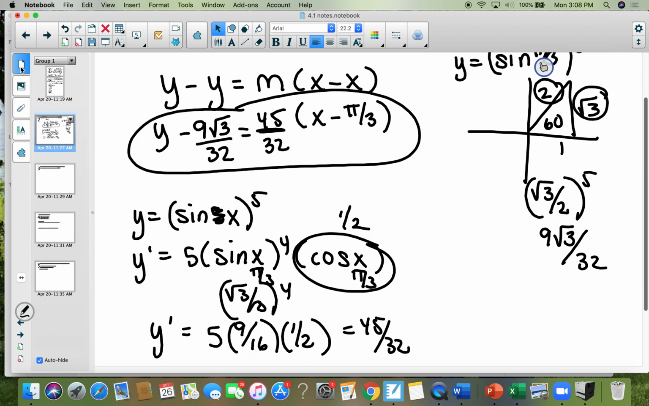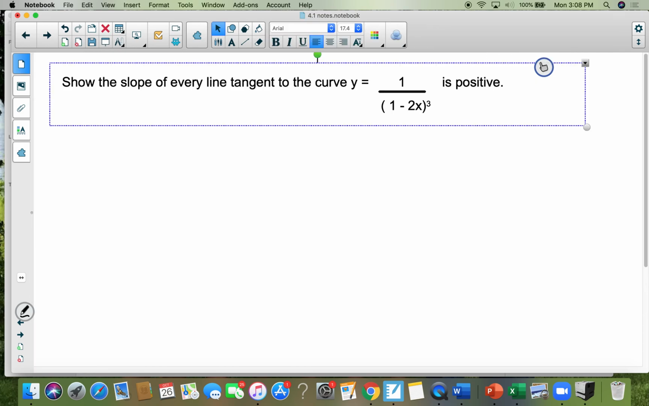Okay, the next one, 3 more problems. Show the slope of every line tangent to this curve will always be positive. So all I'm going to do is, if they're talking slopes, I'm going to find the derivative. So I'm just going to bring it up and make it a negative 3 instead. And now, whoops, that's just y.